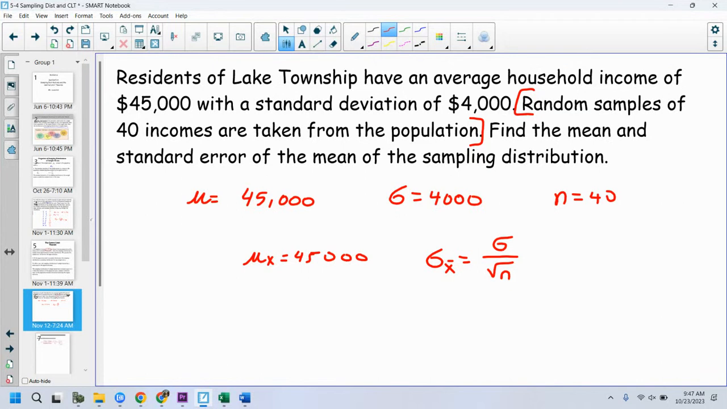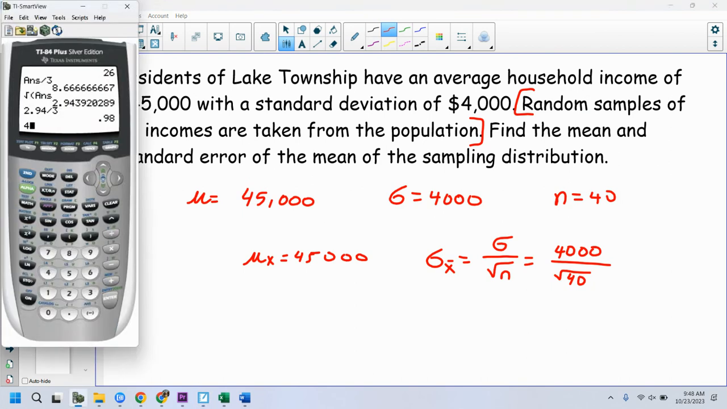Now, in this case, think about it. If I run the averages, those averages should keep getting closer and closer together the bigger the sample size and the more times I take it. So that value should be much smaller than the true standard deviation. The true standard deviation is 4,000. But if I'm running averages, that standard deviation should shrink by a lot. So let's run that. That's 4,000 divided by the square root of 40.